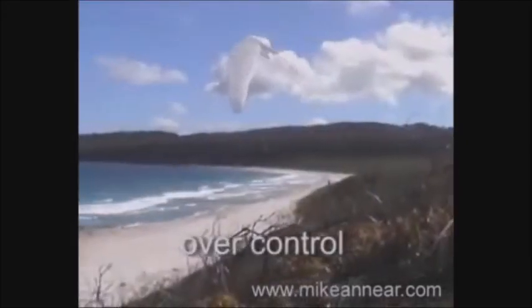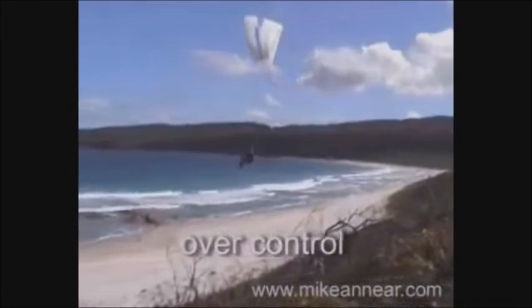Over control. The most common problem new low-flight pilots have is over control. Heavy, late steering inputs that set up a pendulum motion in the glider. Trying to correct it usually makes it worse until you've fallen out of the lift.